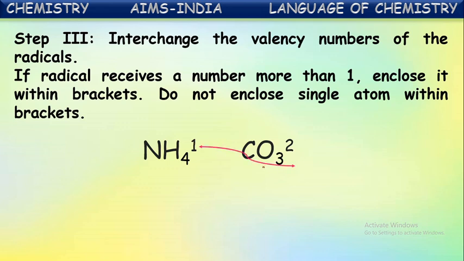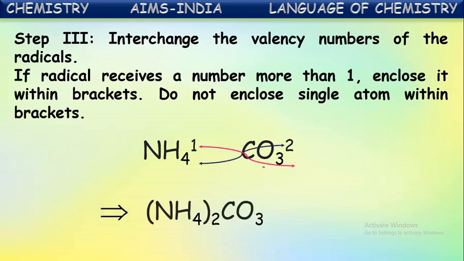Now see what happens. We are interchanging the numbers and hence it becomes (NH4)2CO3. It is pronounced as NH4 taken twice, CO3. It is the molecular formula of ammonium carbonate. As the number obtained here is more than 1, this radical is kept in brackets. And as the carbonate radical is getting only 1, if it is 1, there is no need to keep it in brackets. Finally the molecular formula of ammonium carbonate is obtained as (NH4)2CO3.